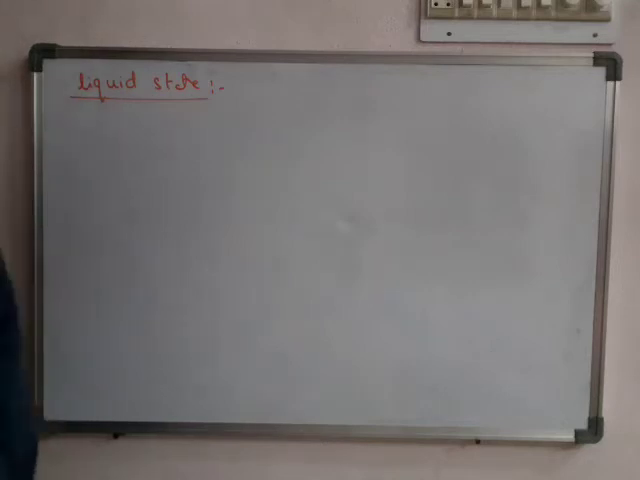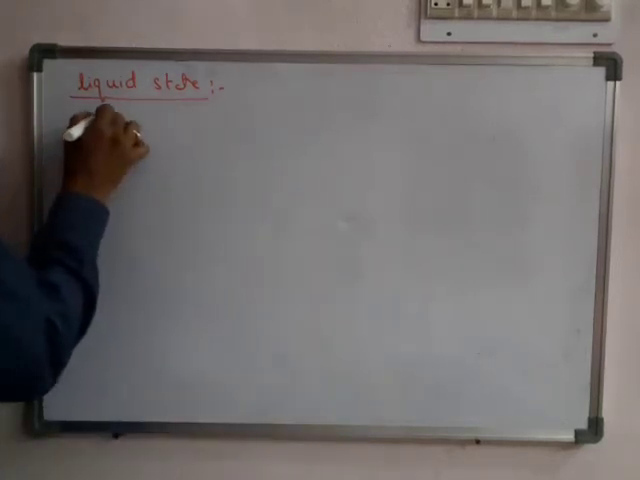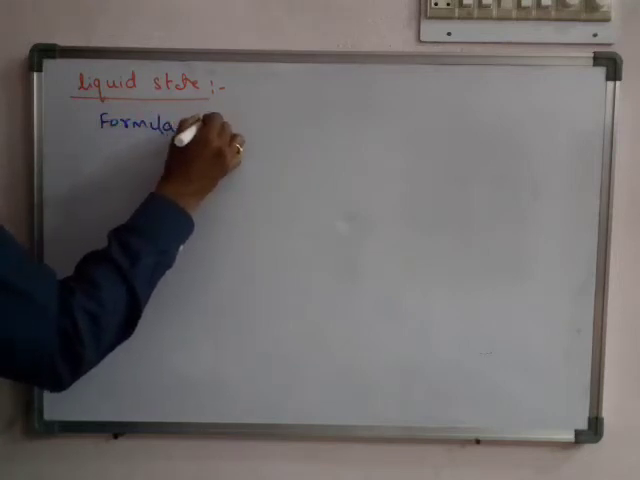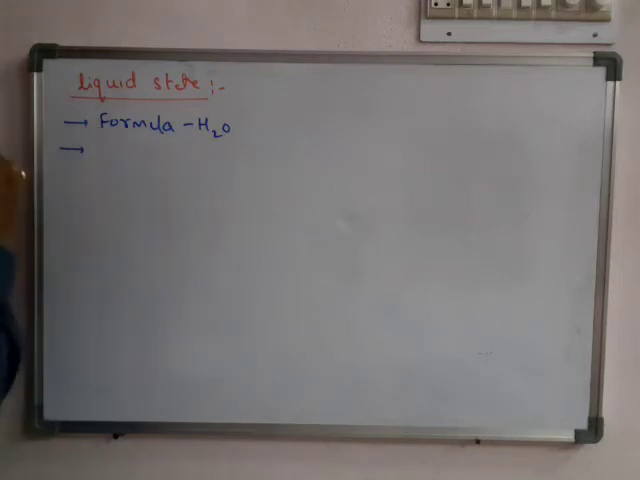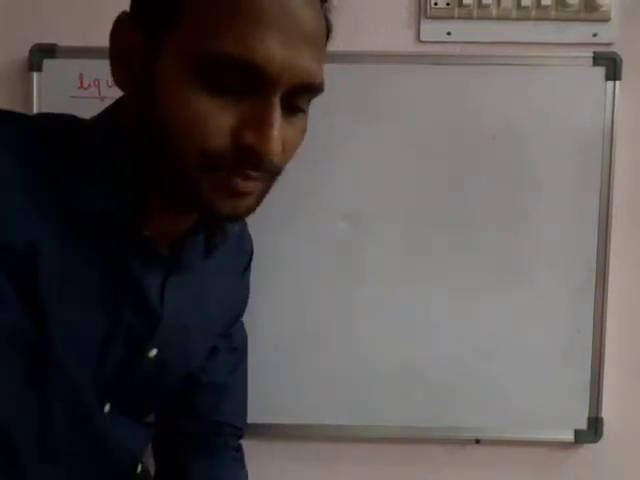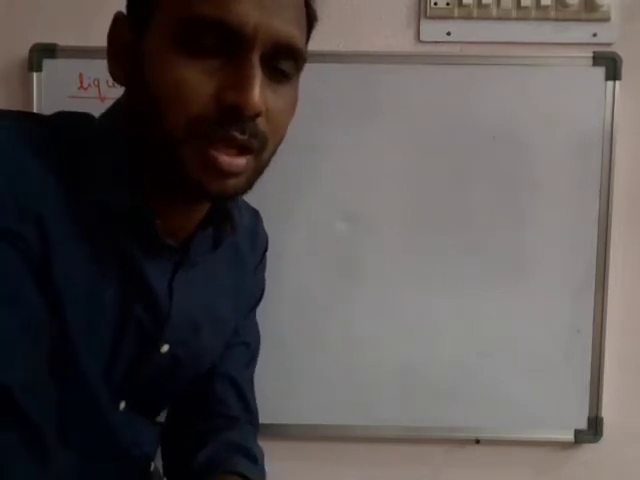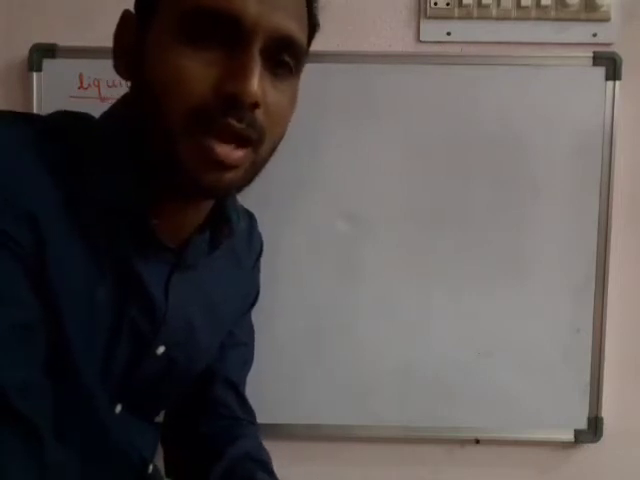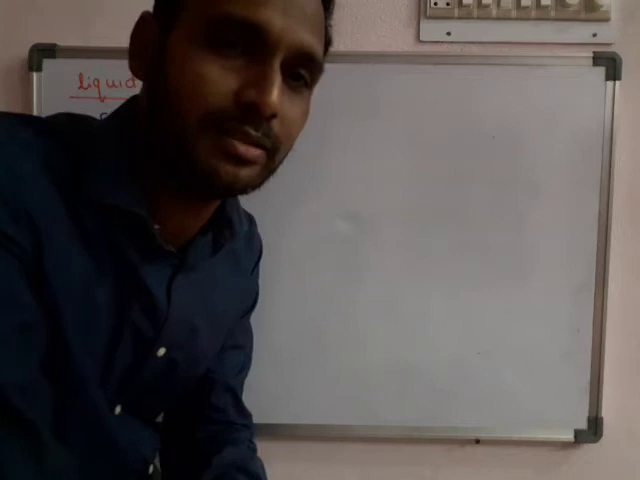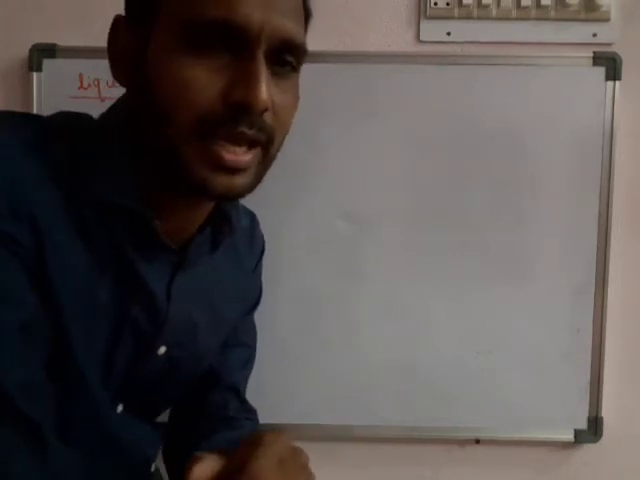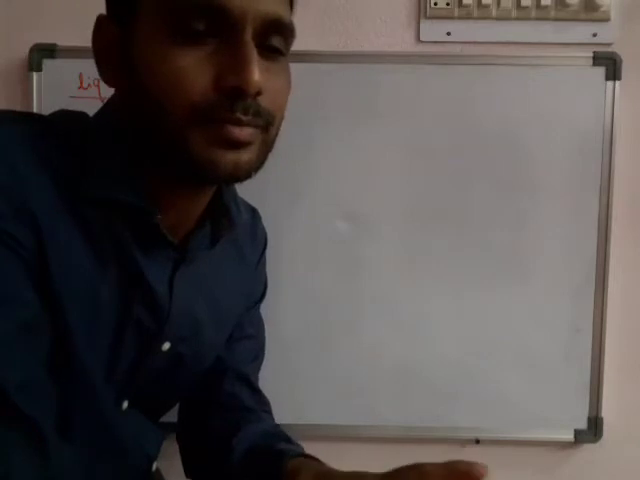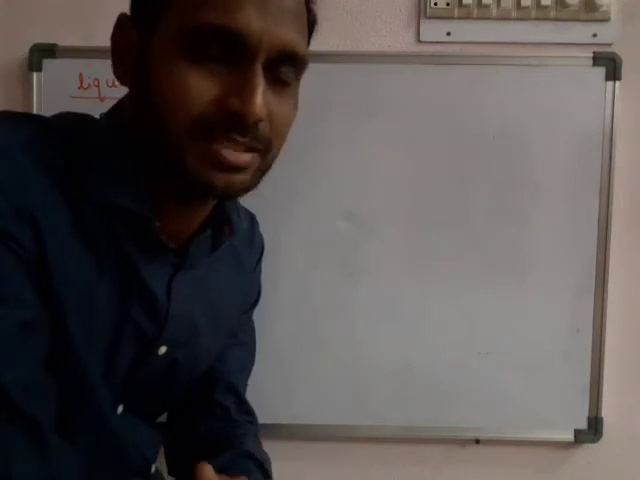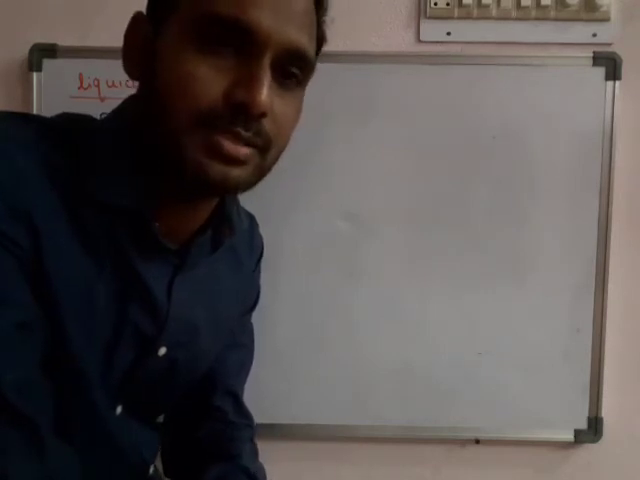Next we see a liquid. We know that in the liquid state also we have the formula, that is H2O. Here, the important thing is that in nature, water H2O mostly exists in the form of liquid only. We know that the total surface area of Earth, 70% is occupied by water. So you know, rivers, lakes, ponds, oceans, seas.